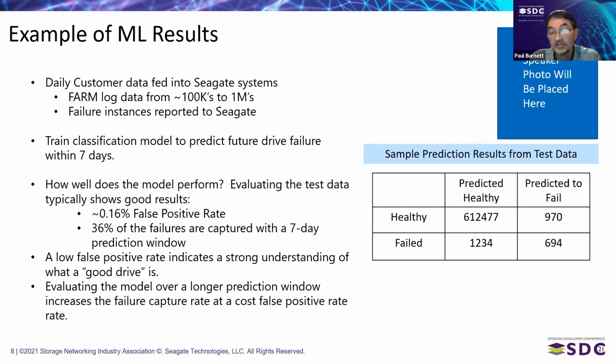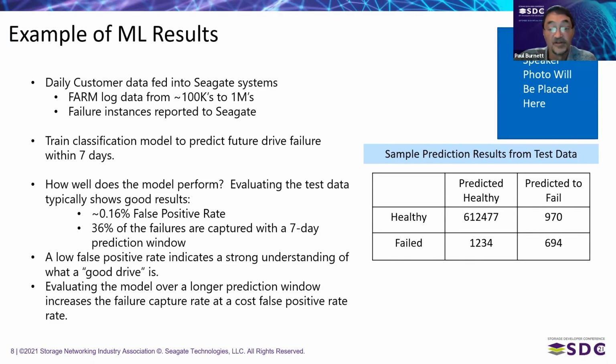In the numbers in the table to the right, you can see healthy drives and failed drives. And so we divide that into the machine learning model: how many of the healthy drives we predicted to be healthy and how many do we predict it to fail. So that would be our false trip rate. So the numbers of the 612,000 and plus 970 would show about a 0.16% false positive rate.